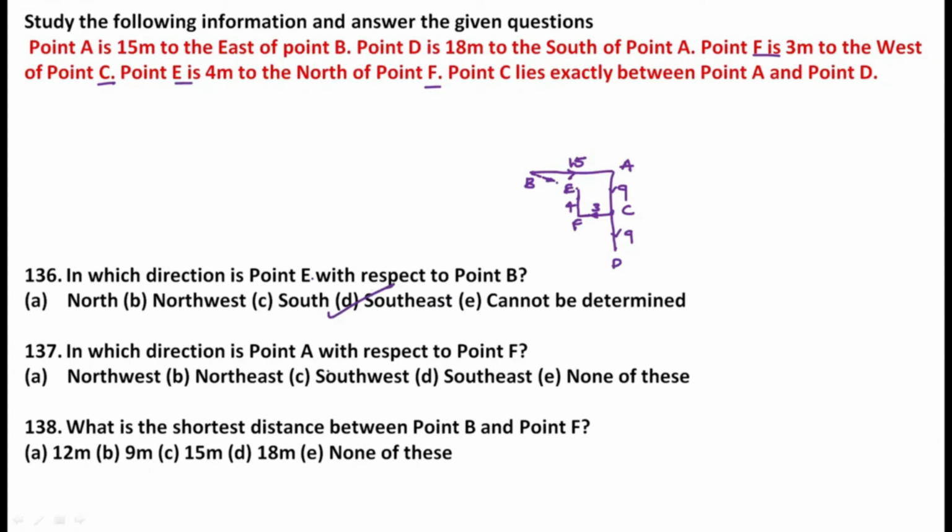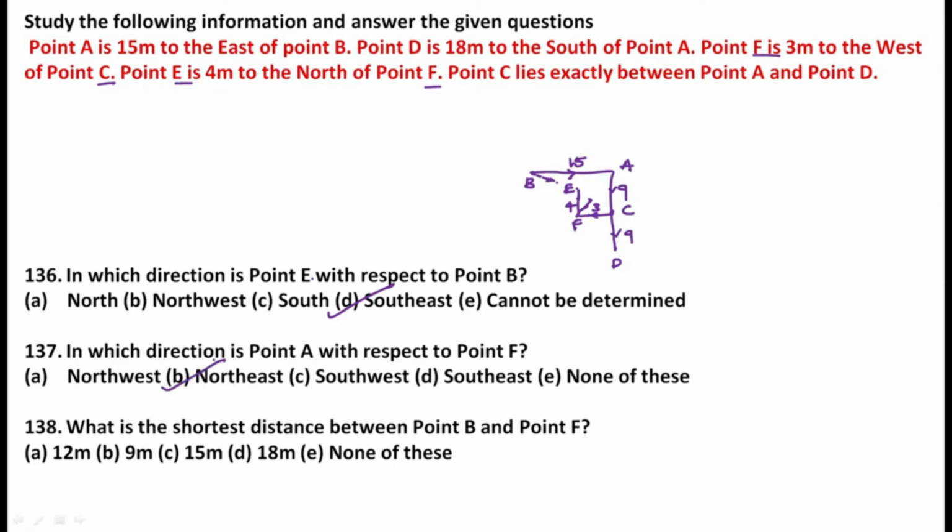Now, in which direction is A with respect to F? F is the constant. From F, you just draw the line towards A. The line was moving between north and east. So the answer is northeast.